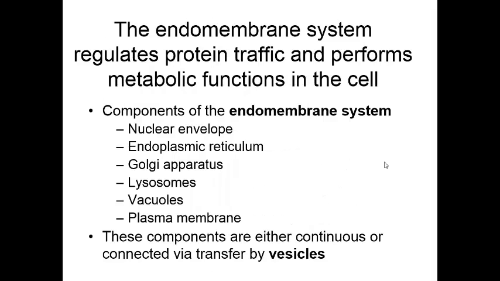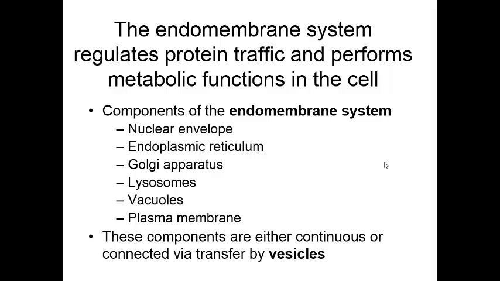Now we have the endomembrane system. The endomembrane system is going to be highly involved with the process of protein synthesis. It's going to be made up of many organelles that are all made up of pieces of membrane. So they're all made up of phospholipid bilayer, just like the cell membrane is. They include the nuclear envelope, the endoplasmic reticulum, the Golgi apparatus, the lysosomes, vacuoles, and the plasma membrane itself.